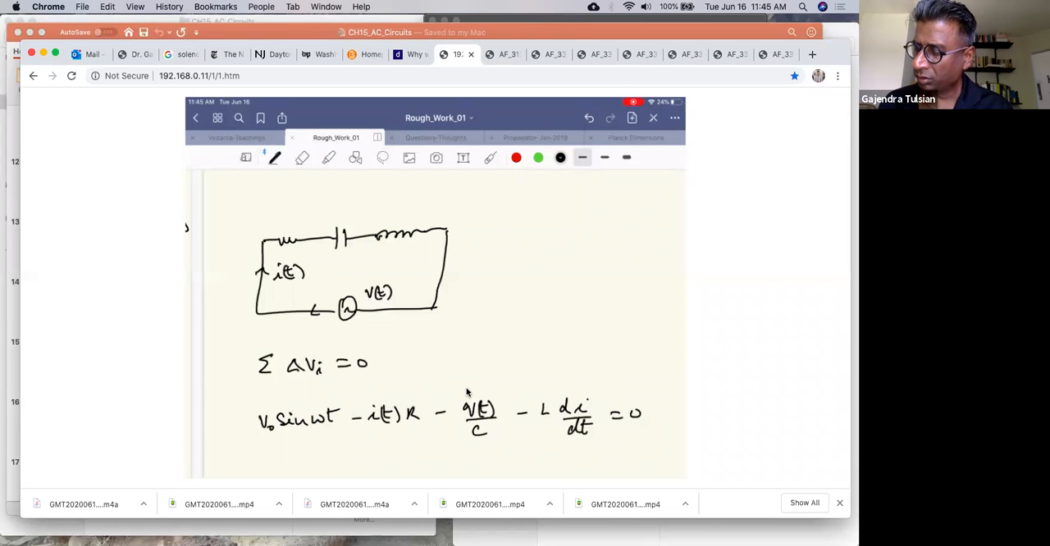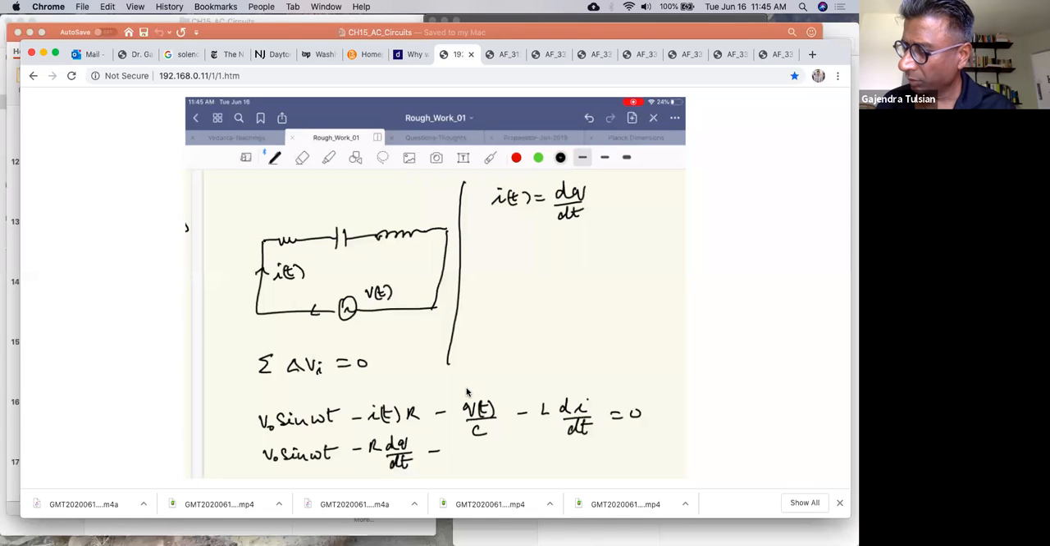Okay, so to solve the circuit, you'd have to solve this differential equation, and you can solve for I, and Q(t). I(t) is dQ by dt. So this equation would be V naught sine omega t minus R dQ by dt minus Q by C minus L times d squared Q by dt squared. Okay, so there is the second order differential equation you would have to solve.